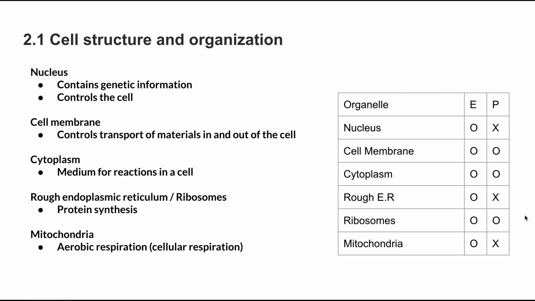So the question may ask you to differentiate between a eukaryotic cell or a prokaryotic cell, and you can always remember that prokaryotic cells don't have nucleus, no rough ER, and no mitochondria. And you also need to be able to identify this in a diagram or a picture of a cell.